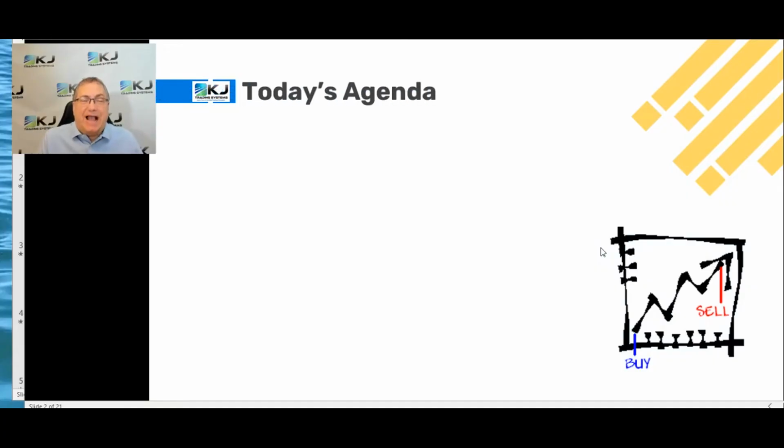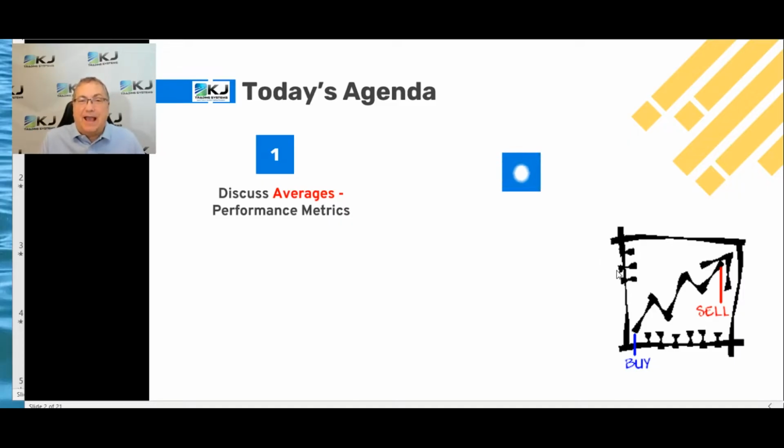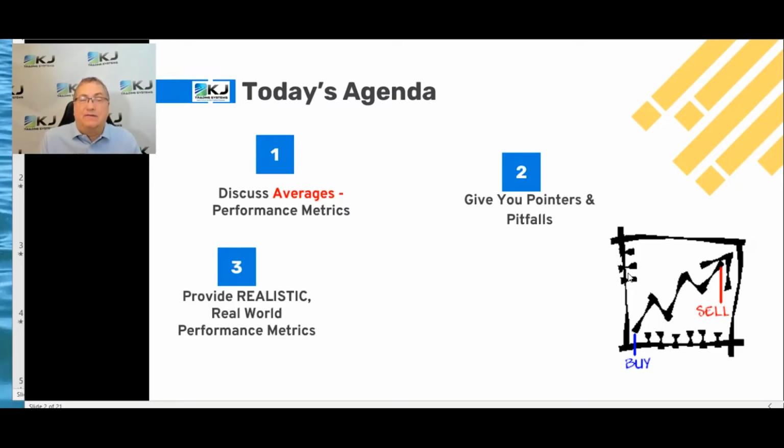Okay, so today I'm going to talk about 4 different things. First, I'm going to talk about averages with performance metrics. Things like average trade, average win, that kind of thing. Second, I'm going to give you some pitfalls, some things to watch out for along the way so that the performance numbers you come up with are good. Third, I'm going to give you, as part of this, some realistic results from strategies I actually trade. And then finally, I'm going to tell you how you can create some of these strategies yourself. So let's get to it.